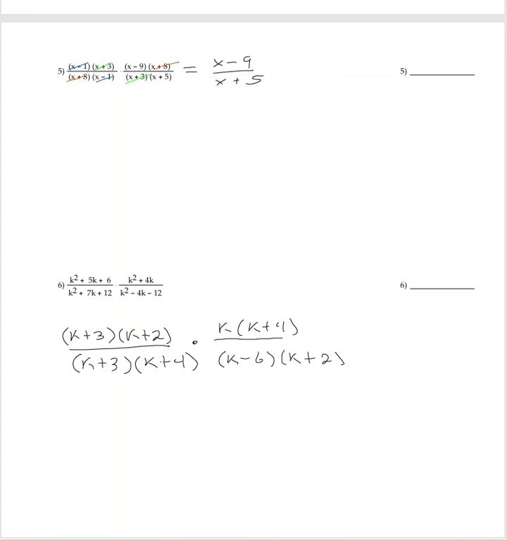And now we're ready to start simplifying. So k plus 3 with k plus 3 cancel out here. K plus 2 with this k plus 2 cancel out. Now this k plus 4 with this k plus 4 cancel out. And then what we get is k over k minus 6.